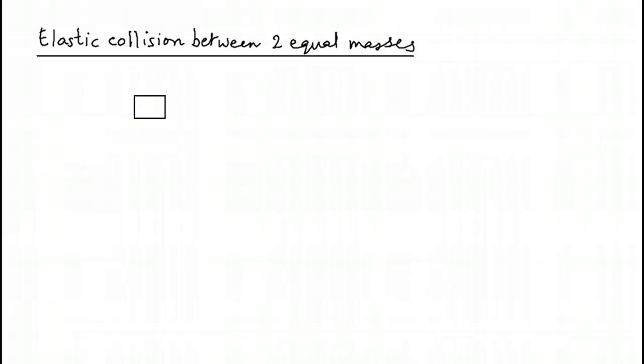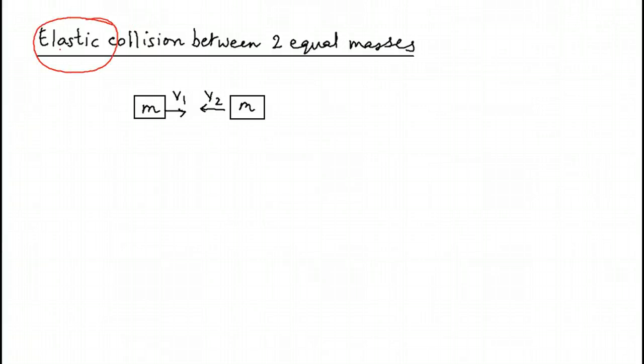objects of the same mass collide, let one of the masses be drawn here, that's m. The second object is over here and its mass is also m. Now let's imagine that this mass is moving in this direction with a velocity v1, and this mass is moving in this direction with a velocity v2. Now assuming that the collision is perfectly elastic, and also assuming that it's not a glancing collision but a head-on collision.